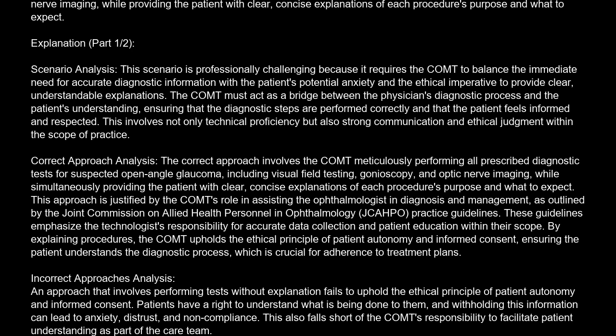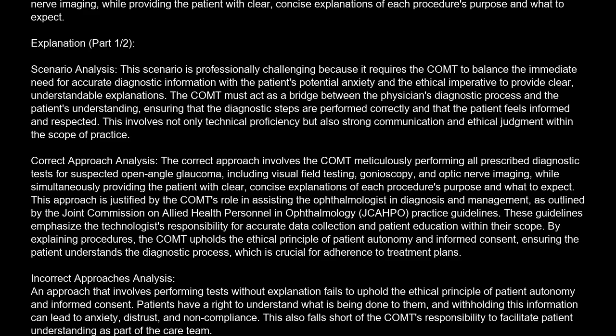Incorrect approach analysis. An approach that involves performing tests without explanation fails to uphold the ethical principle of patient autonomy and informed consent. Patients have a right to understand what is being done to them, and withholding this information can lead to anxiety, distrust, and noncompliance. This also falls short of the COMT responsibility to facilitate patient understanding as part of the care team.